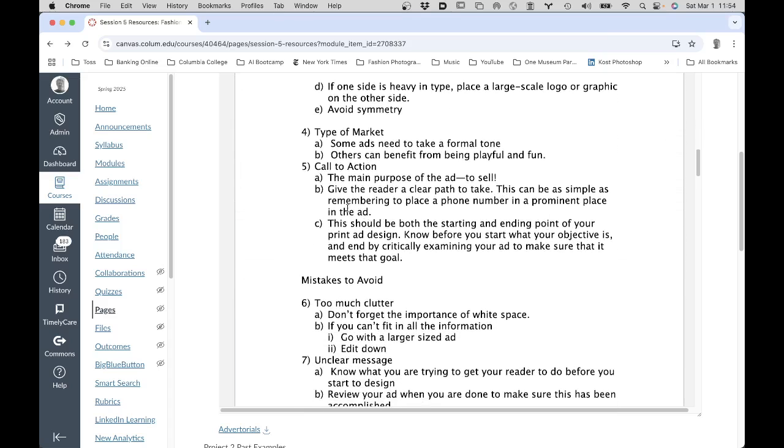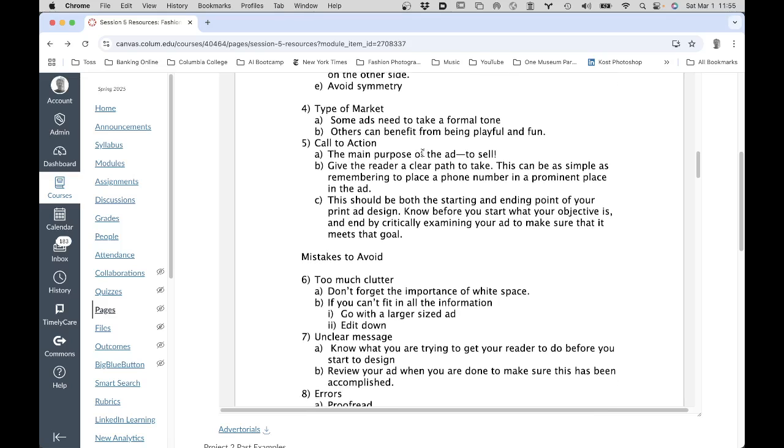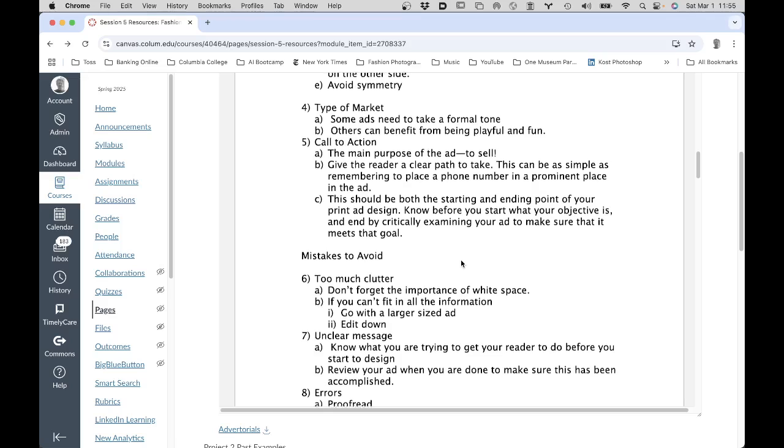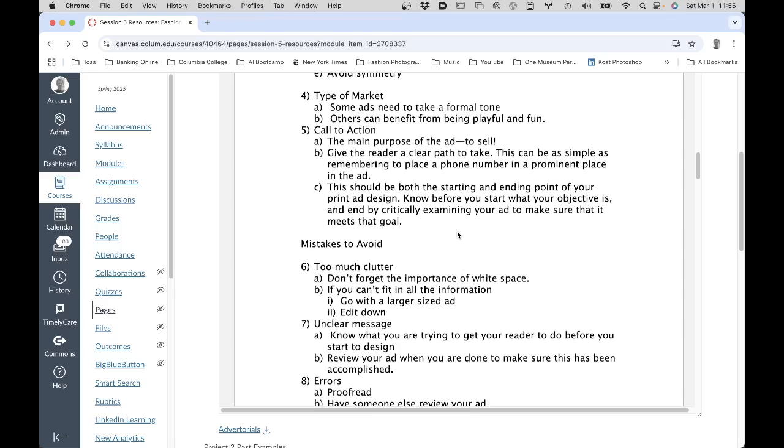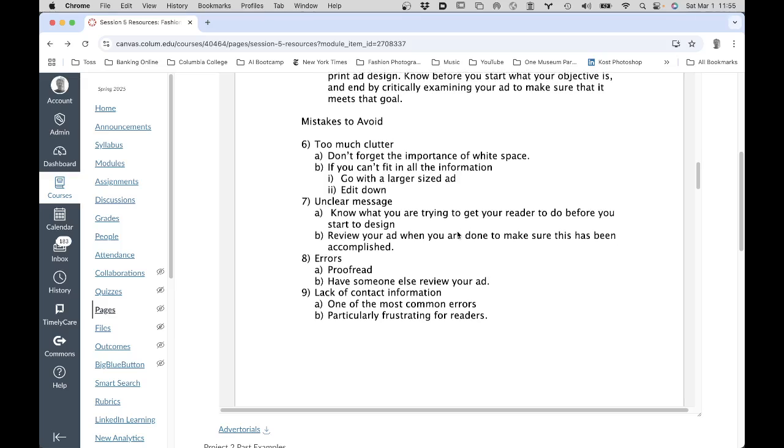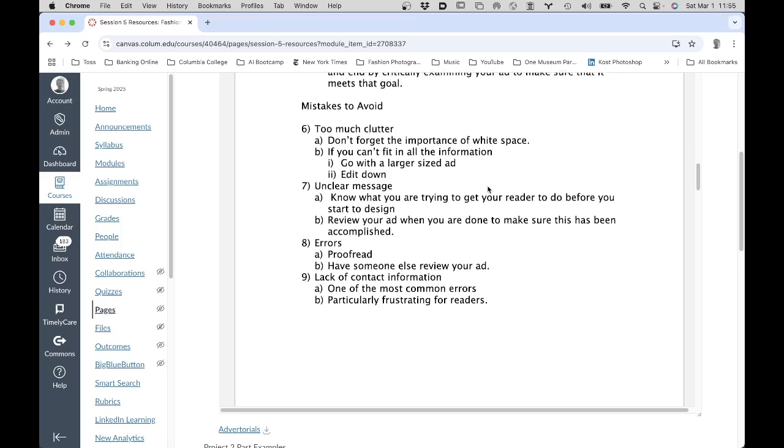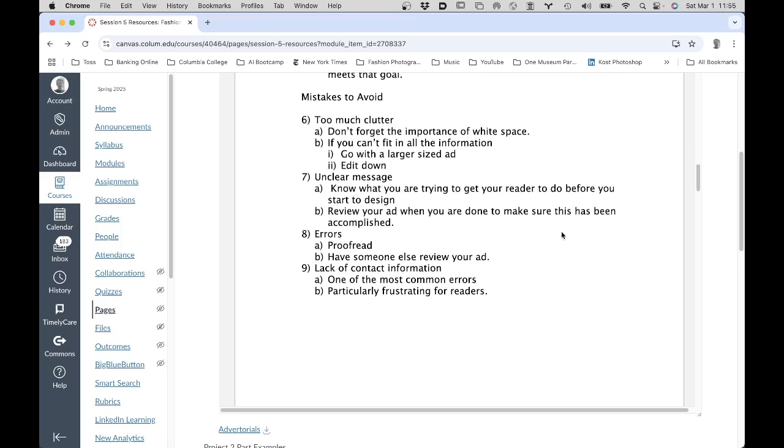Type in here, again, you can talk about this. We've already said the tone of all of this has to do with the market that you're trying to go after. The call to action, that is the purpose of an ad. Give your readers a clear path to take. If you get them all set up and they're ready to go for this, and then you don't give them an outlet to do it, you don't give them the contact information, you have failed. Mistakes to avoid: clutter. Can't get over that. Just don't keep it. Unclear message. What are you trying to do?